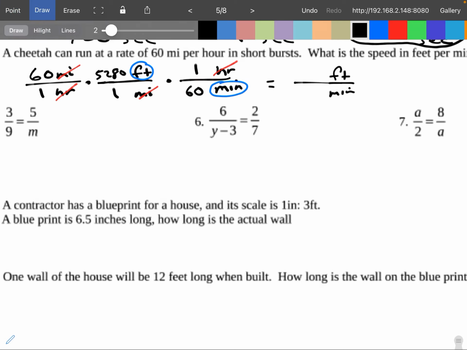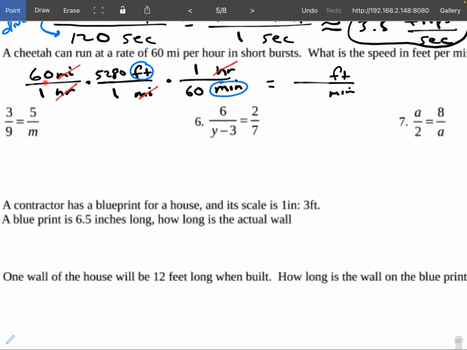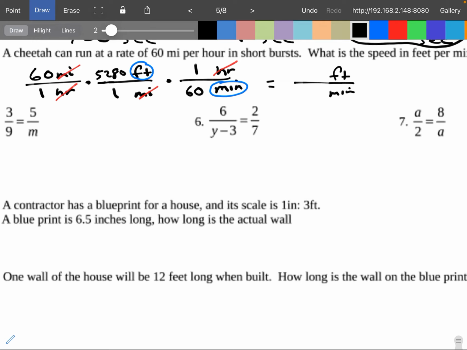But in this one it's kind of obvious, because what happens to the 60s? They cancel. That's normally not going to happen. It's just because they started this one with 60 miles per hour. If that would have been a different speed, they would not have canceled out. But in this case, this one is going to cancel with that one. So the answer is just going to be 5,280 feet, and that's going to be in 1 minute.